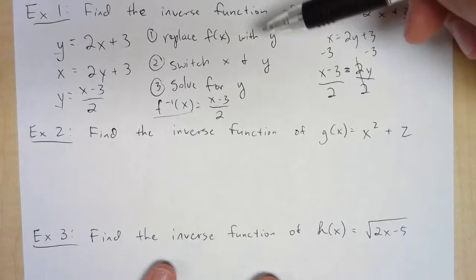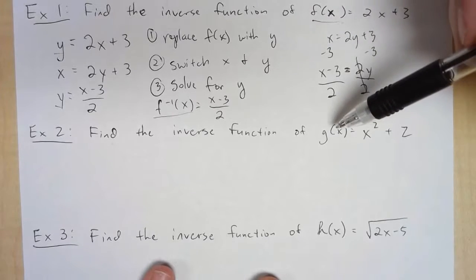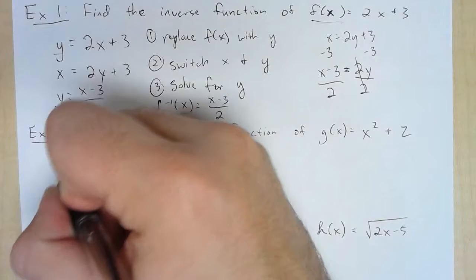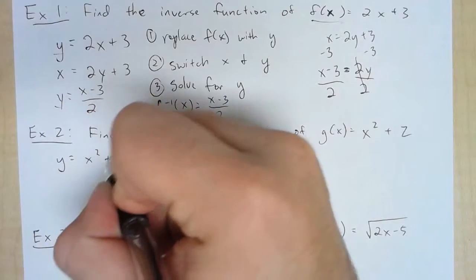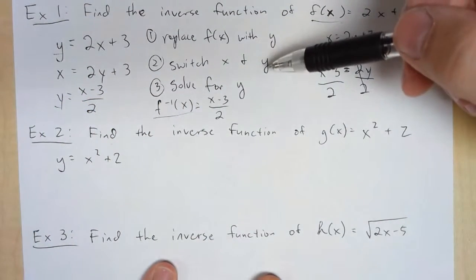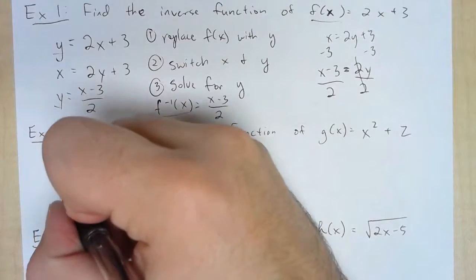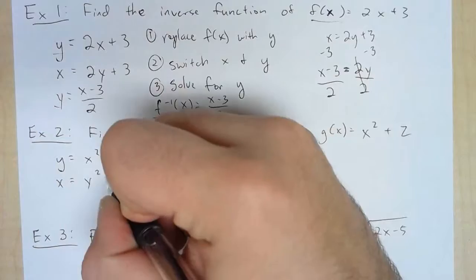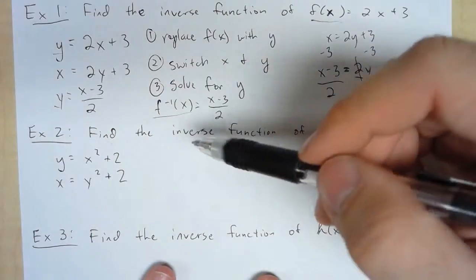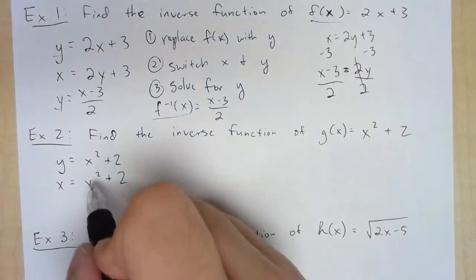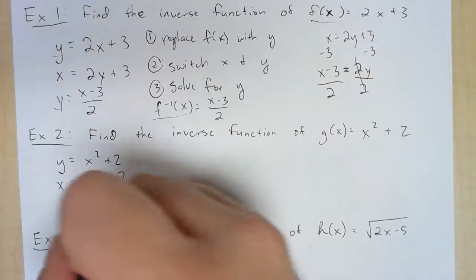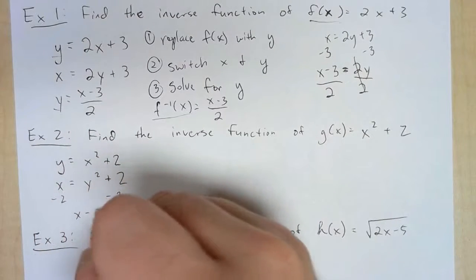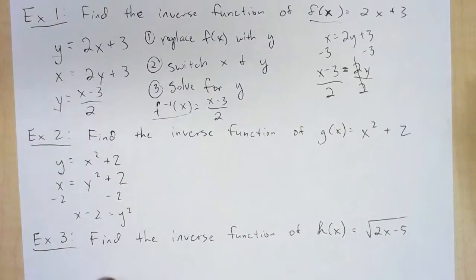So let's do these same steps. Let's replace f of x with y, or in this case g of x with y. So we get y equals x squared plus 2. Let's switch x and y. So wherever there's a y, we're going to write x. Wherever there's an x, we're going to write y. And now we need to solve for y. So it looks like I'm going to get y by itself. Let's move this 2 first. So I get x minus 2 equals y squared.